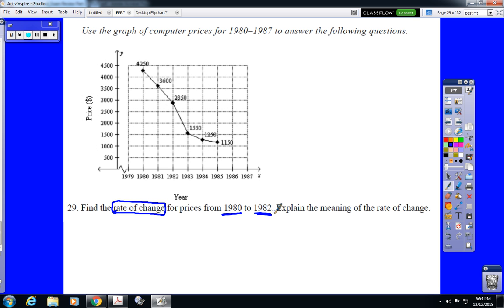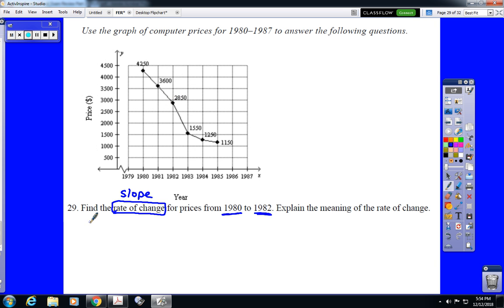So we have a number of points on this graph, but we only care about the points at 1980 and 1982. So rate of change, that's a fancy word for slope. So we're being asked to find the slope from 1980 to 1982. Now notice that that particular portion of the line is not very straight. That doesn't matter. We're being asked to find the rate of change between those 2 points.